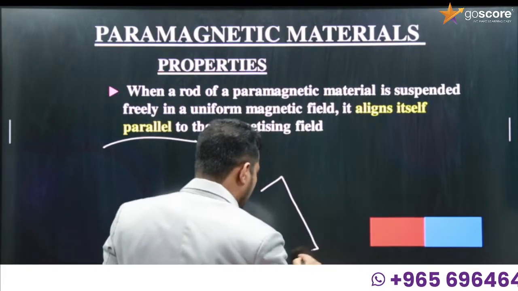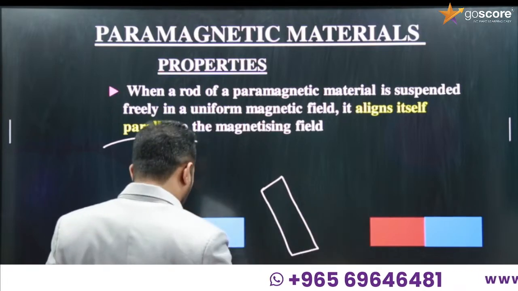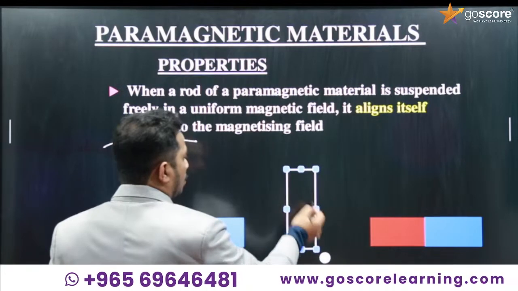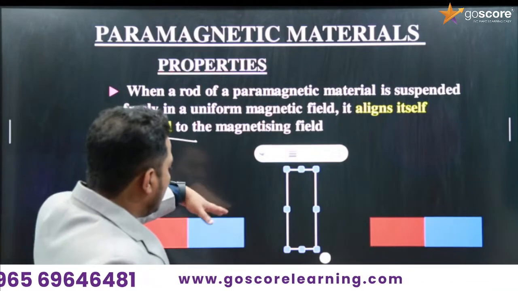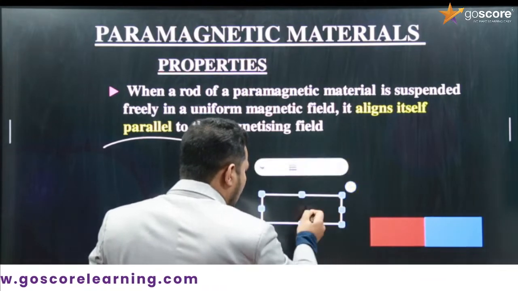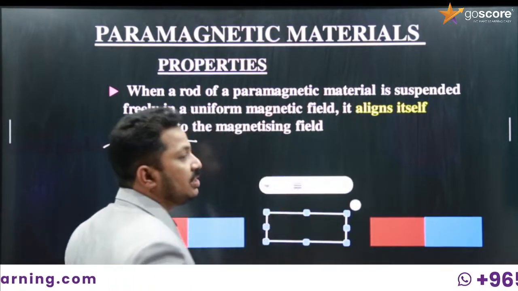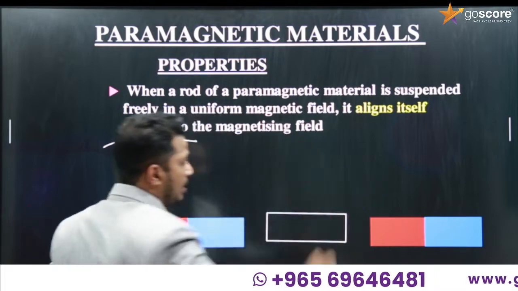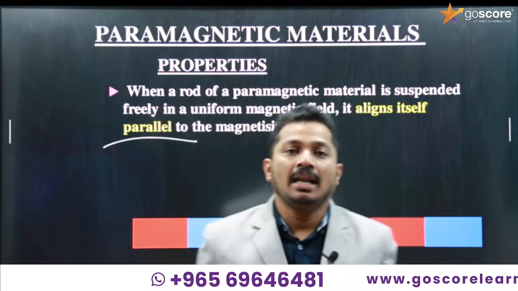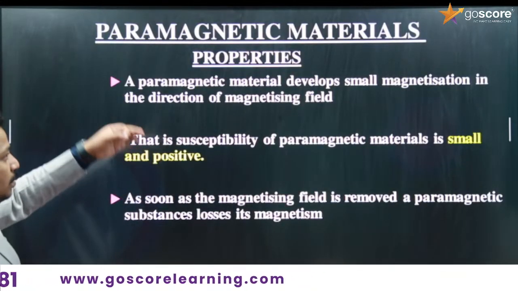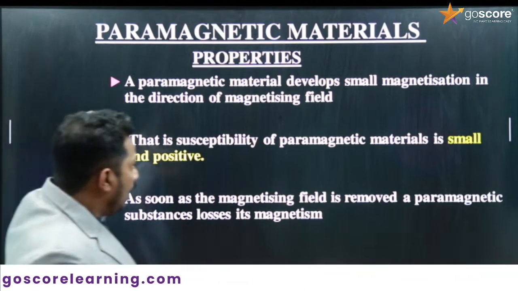So what is happening when we have a paramagnetic material placed in an external magnetic field? It will align itself parallel to the external magnetic field, not perpendicular. It will align parallel to the external magnetic field. Then the paramagnetic material develops small magnetization in the same direction as the magnetizing field.